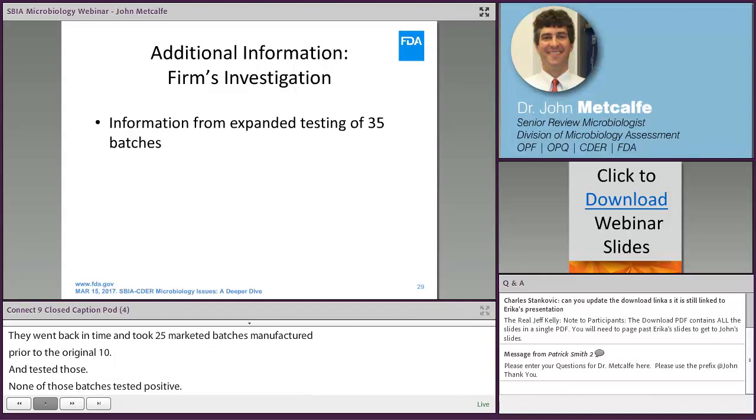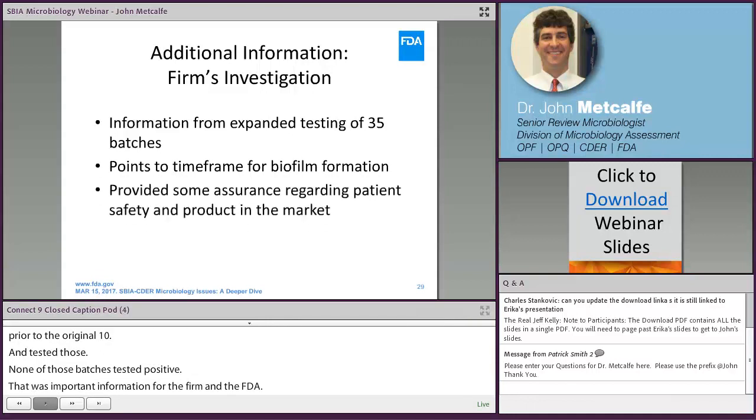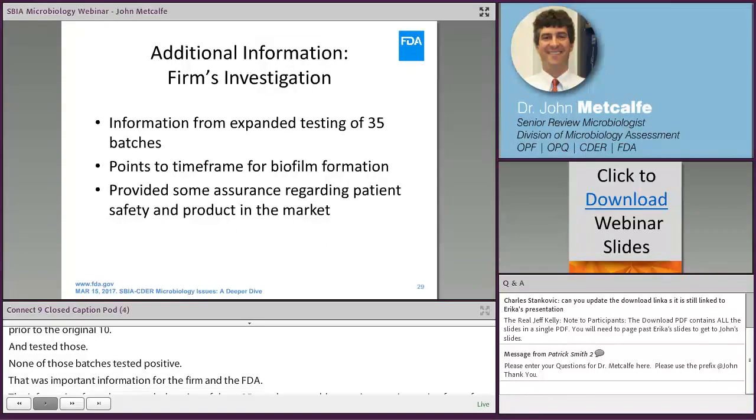The information from the expanded testing of these 35 batches was able to point to a time frame when that biofilm formed, and it was able to provide some assurance regarding patient safety and product that was here in the U.S. market.